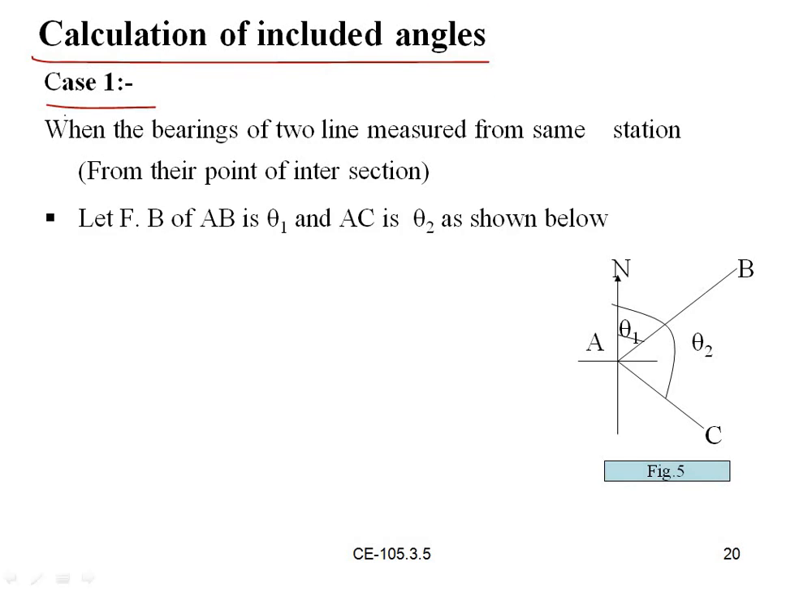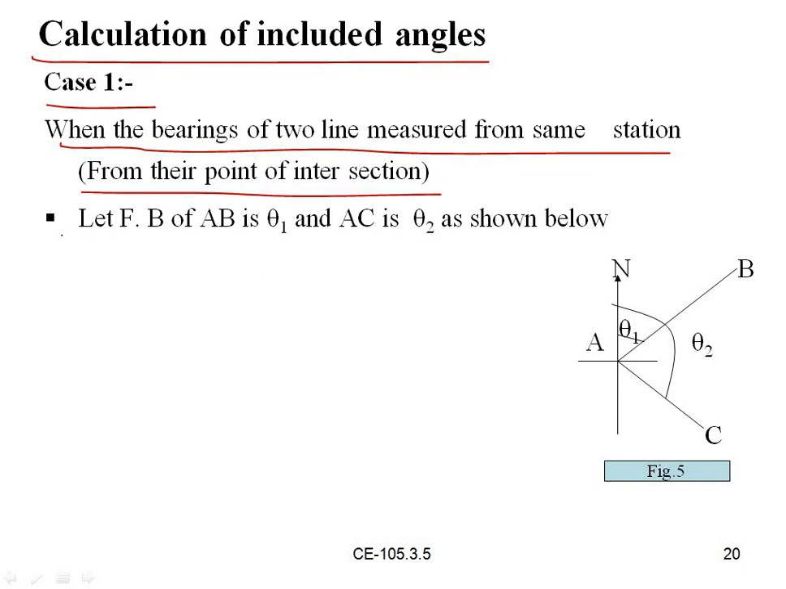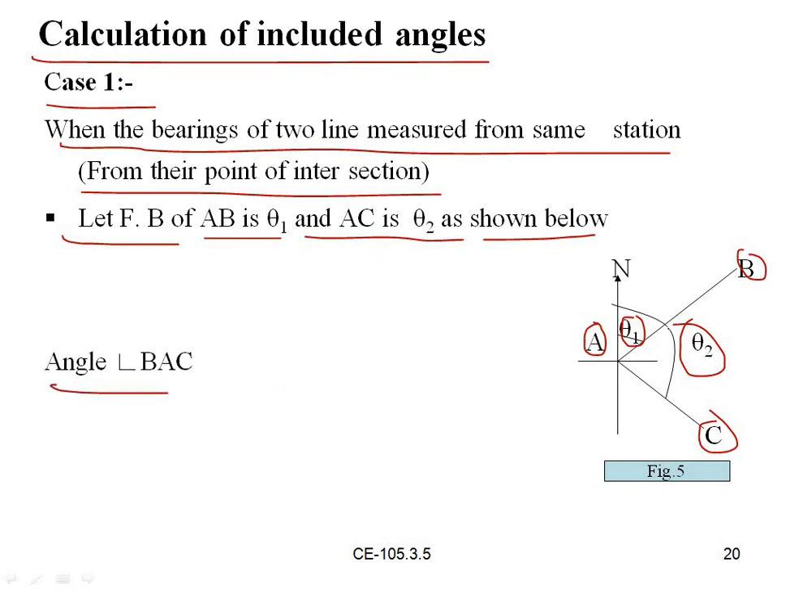In case 1, the bearings of two lines are measured from the same direction from their point of intersection. So let the FB of AB be theta 1 and AC be theta 2, as shown below. So here you can see A and B points. From A to B we are sighting. So here AB is theta 1 and AC is theta 2. This is another angle and this is another angle. So angle BAC, from this one, like this.